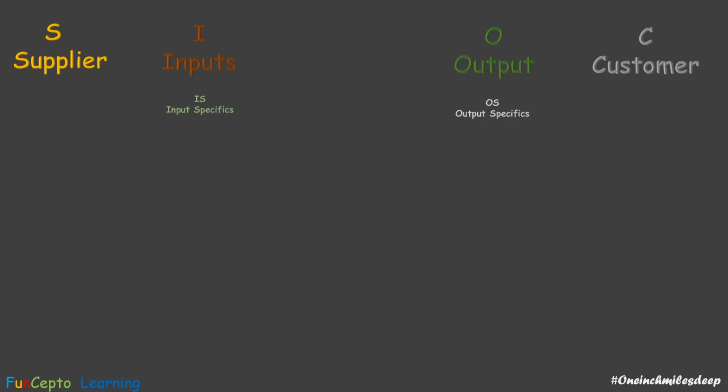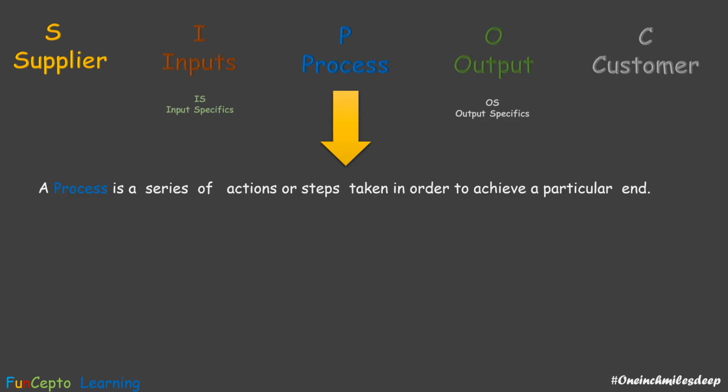COPIS, SIPOC, right? So today we're going to discuss the critical part of a SIPOC. You can call it the heart of a SIPOC, which is nothing but the process. This is an extensive study in itself, but we are going to make an attempt to understand it simply yet effectively. A simple textbook definition of a process would look like this: a process is a series of actions or steps taken in order to achieve a particular end.